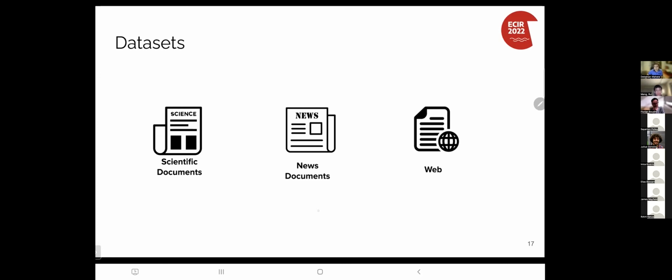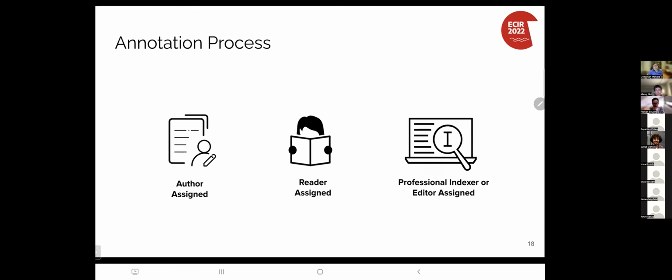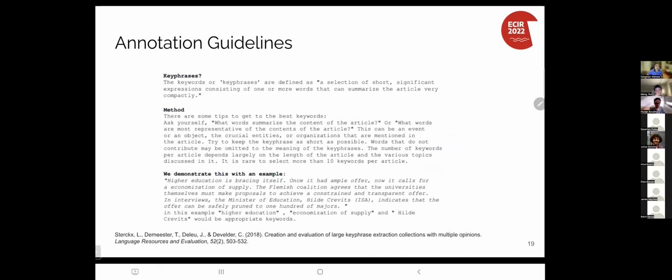When it comes to annotating these documents, there are three main practices. The key phrases are either annotated by the authors themselves, or by the readers who are sometimes asked to annotate them as annotators, or by professional indexers or editors. Now, these annotations are really challenging. Unfortunately, there are no proper annotation guidelines, and if they exist, they're very domain and problem dependent. So here is an example which attempts to provide a proper guideline to the annotators. However, as you might notice, they only provide a short definition of what a key phrase is, and then they talk about how one should go about selecting them.